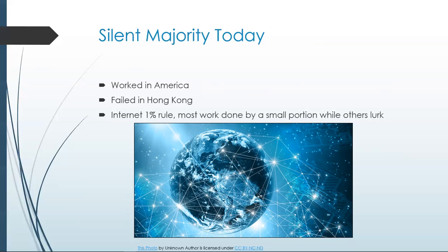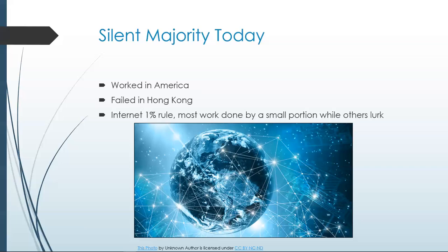Another thing that exists in the same vein as the silent majority is the idea of the internet 1% rule, which is the idea that the content that you see on any given website is being produced by 1% of users on that website, while 99% of the users of the website are simply viewing it and moving on, or lurking. There's also an extension of the 1% rule, which is the 1-9-90 ratio, which is that 1% of the users produce content, 9% actively comment and discuss on content, while 90% simply observe, view, and consume that content.